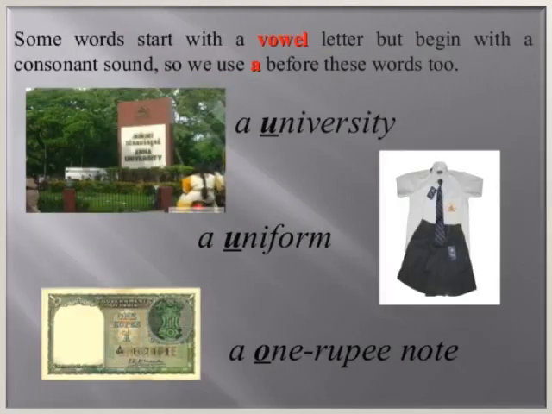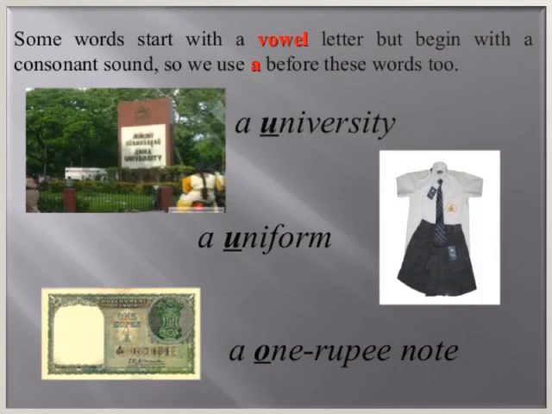You must also remember that some words start with a vowel letter but begin with a consonant sound. So we use a before these words too. For example, a university. You can see the word university starts with the sound U, in contradiction to the vowel sound of U, that is a. For example, an umbrella. The other examples are a uniform and a 1 rupee note.